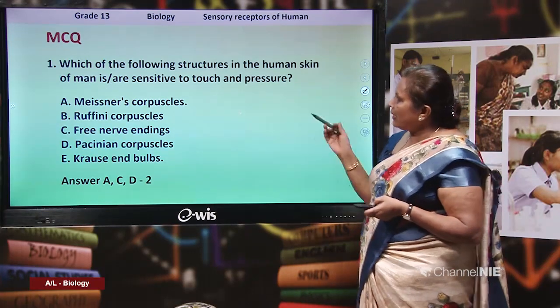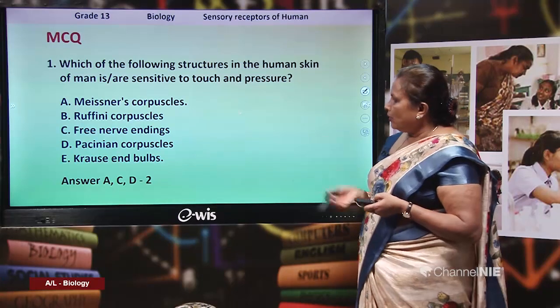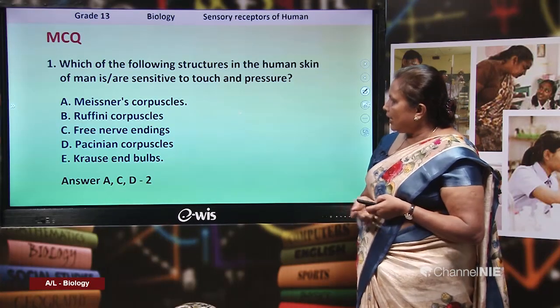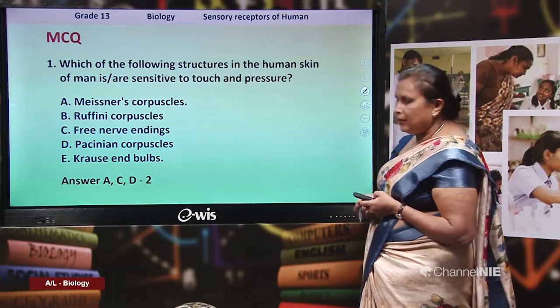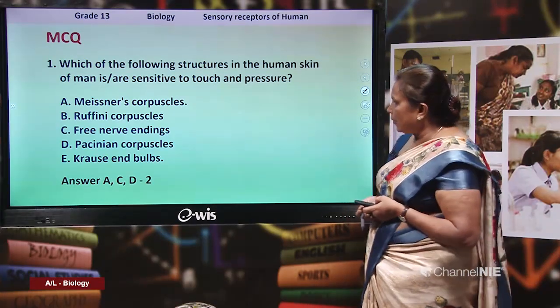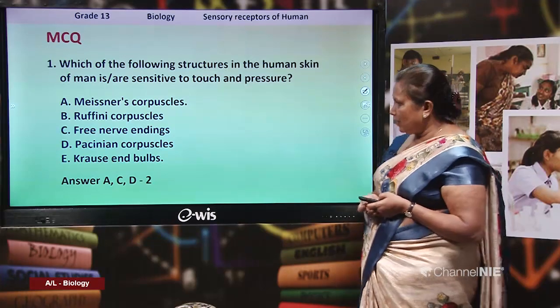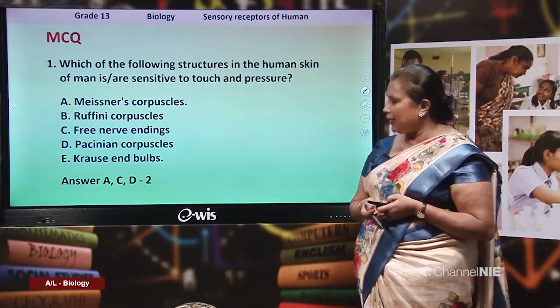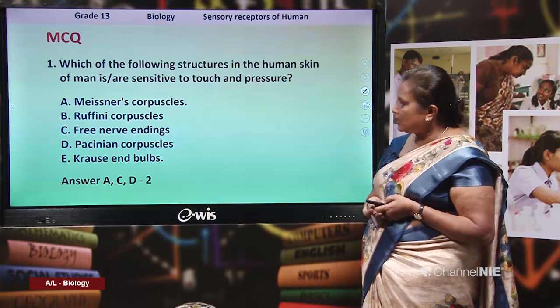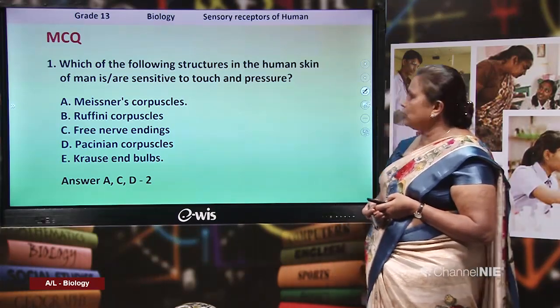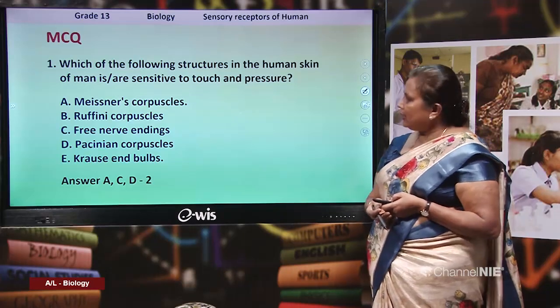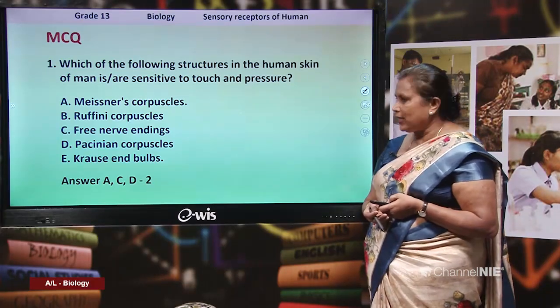I put certain questions here for you to answer. These are MCQs with options A, B, C, D, E, which come in your exam paper. They are quite difficult questions, and you need to have a better knowledge to answer them. The answers are also provided. If you understood the lesson properly, it is not difficult to answer these questions.